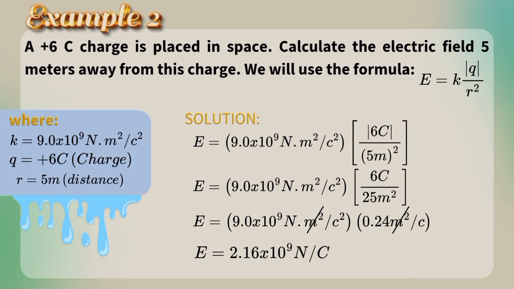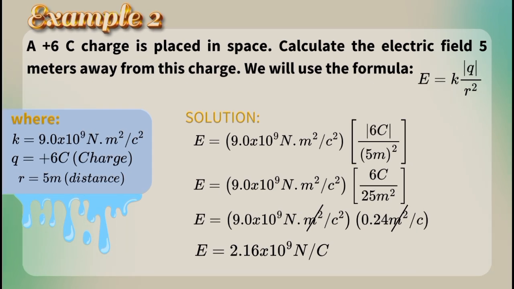For example 2, again these are the givens. We will use again the formula for the electric field due to a point charge. So we calculate again: the constant value times the absolute value of the charge, 6 C, divided by 5 meters squared. The answer is 2.16 times 10 raised to 9 newtons per coulomb.